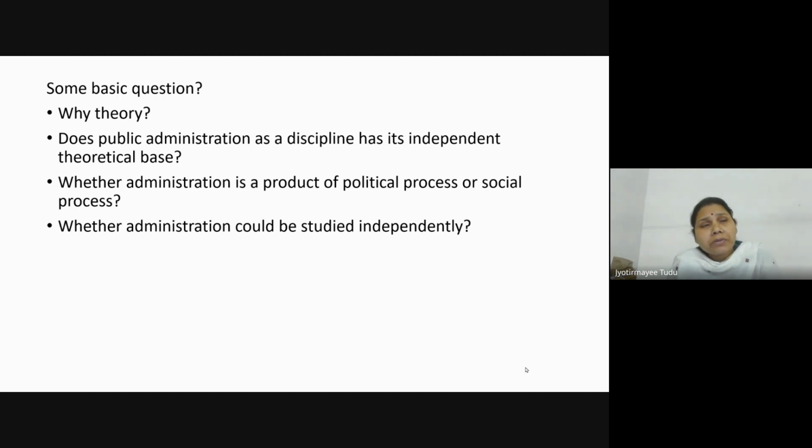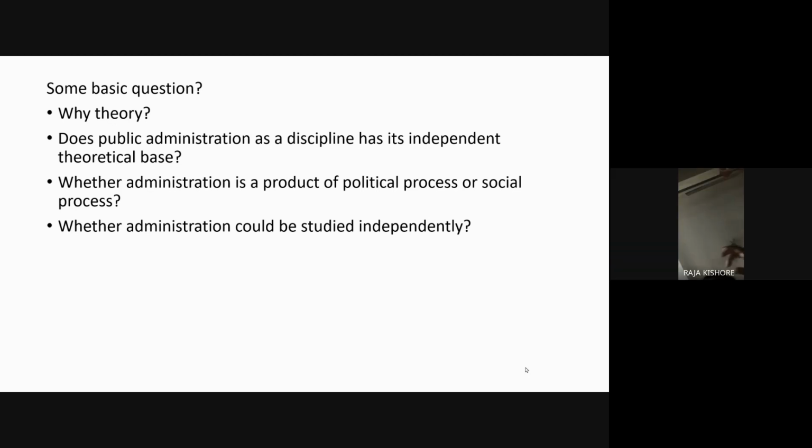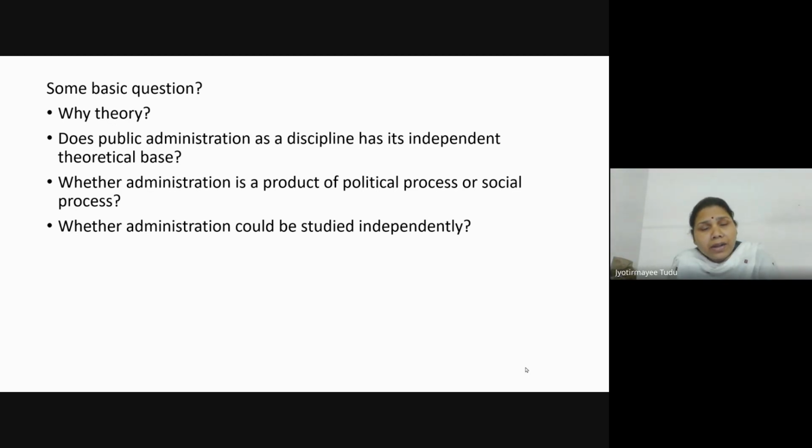Then if we take into account Herbert Simon's viewpoint, considered to be very critical, he provided a critical angle that principles are merely proverbs, and those principles could not be taken as final, because every principle has its own counterpart. So in that context, the real issue of public administration is not studying merely organization, it is also studying human behavior in the organization.